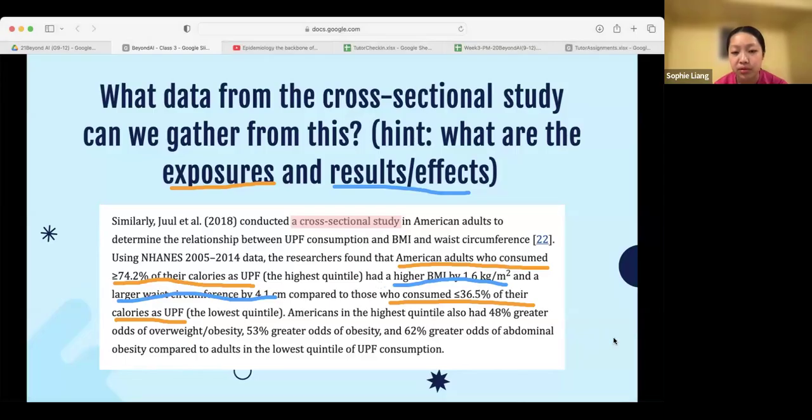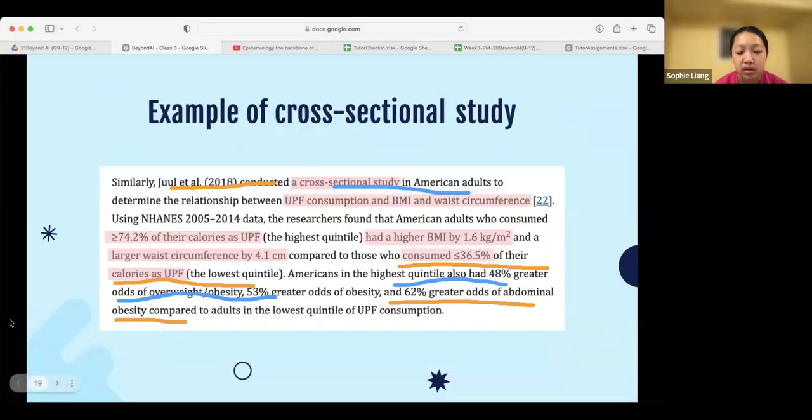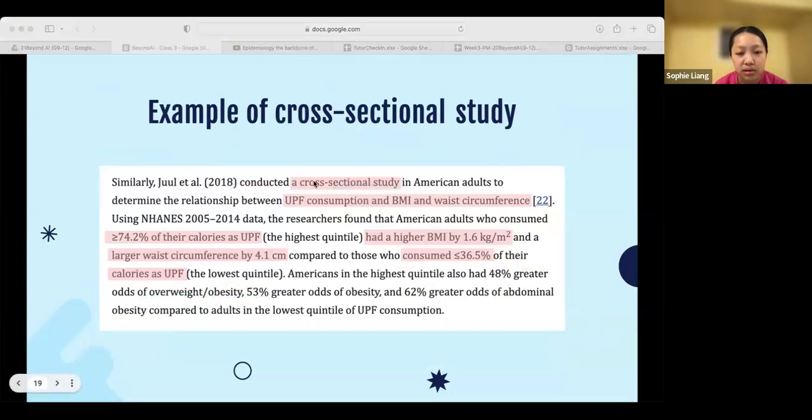Okay, moving on. Yeah, so these are the answers. UPF consumption and BMI and waist circumference. So those are the exposures and outcomes. So UPF would be the exposure, and then BMI and waist circumference, I believe those are the results or the outcomes. Yeah, so those are some examples that are highlighted.